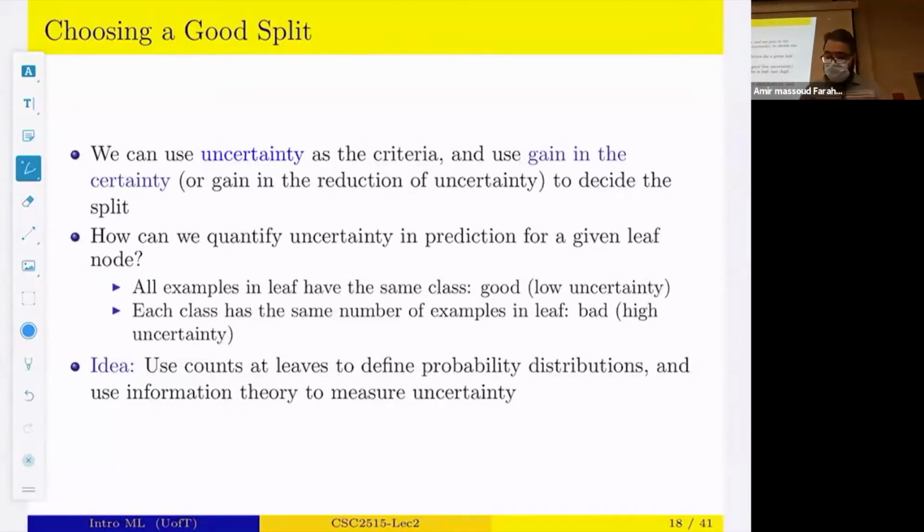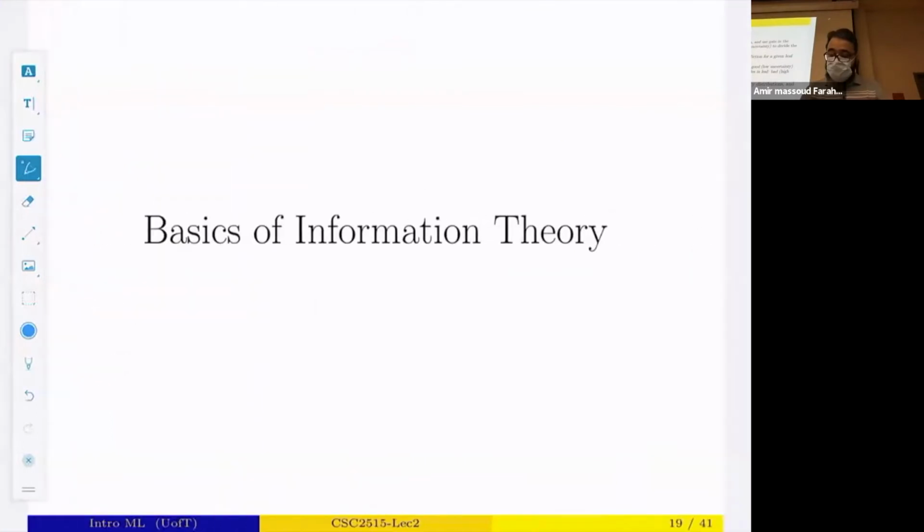I think I stopped here last time. Now I want to talk about some basics of information theory, which is a mathematical framework that allows us to talk about uncertainty. Any questions so far?